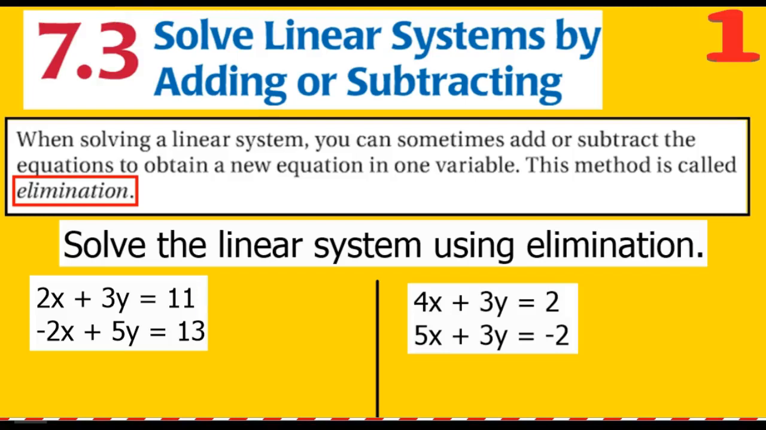Welcome everyone. Today we're starting solving systems by adding or subtracting, or another name for this is elimination. When solving a linear system, you can sometimes add or subtract the equations to obtain a new equation in one variable. So instead of having x and y, we would just have one of these, like say we would just have x. This method is called elimination.